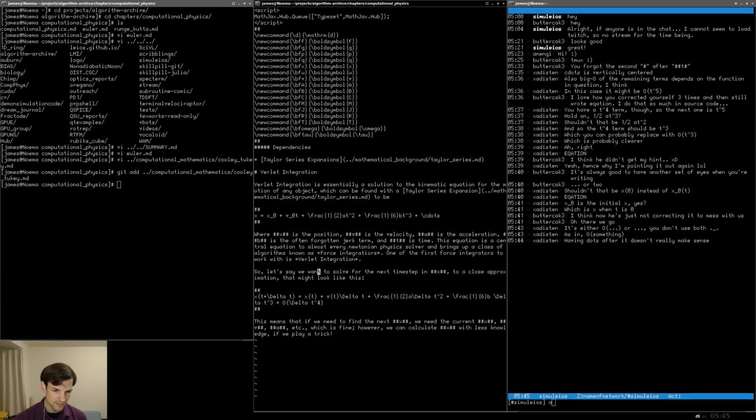Pop over here, and then say capital T. Okay. So now let's say we want to solve the next time step in x to a close approximation. That might look like this. There we go. That solves the issue. This means that if we need to find the next x, we need to know the current x, v, a, etc., which is fine. However, we can calculate x with less knowledge if we play a trick.